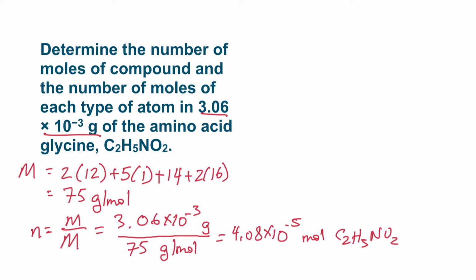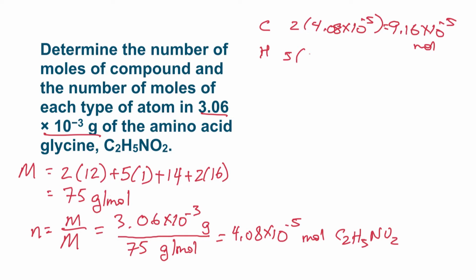C2H5NO2. So now the question also asked, how many moles of each type of atom do I have? Now I just have to look at each number individually. For carbon, I have twice as many. So 2 times 4.08 times 10 to the negative 5 is 9.16 times 10 to the negative 5 moles of C.